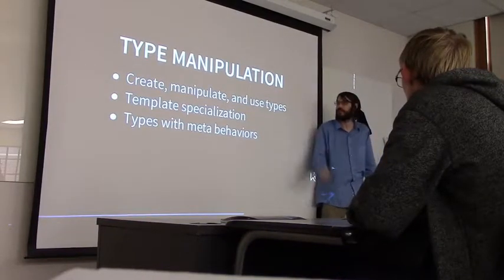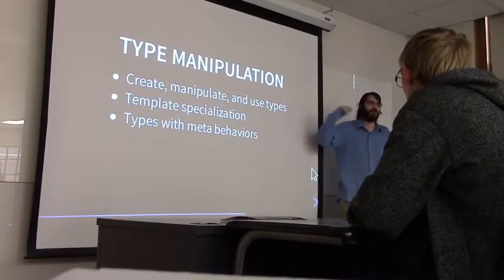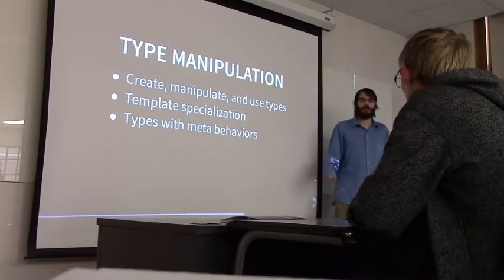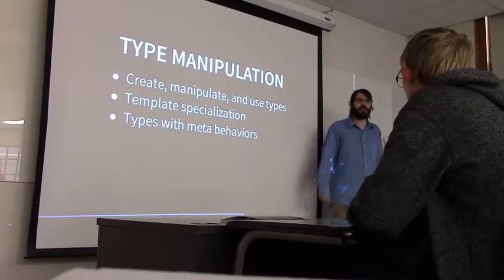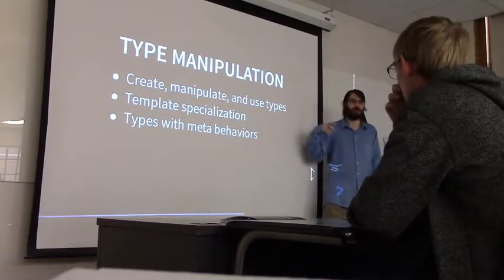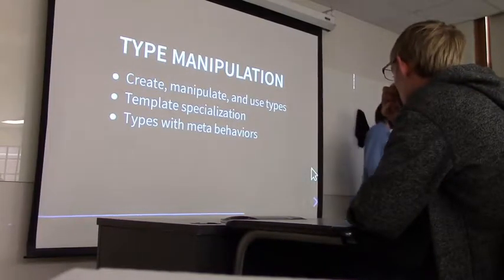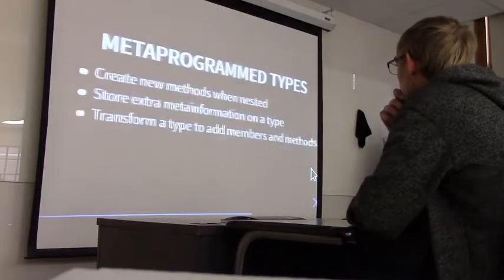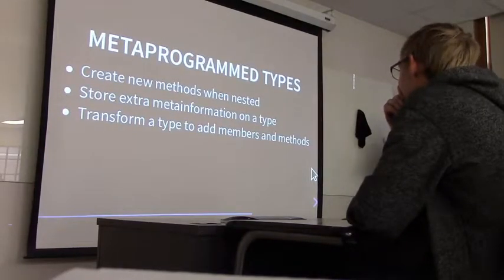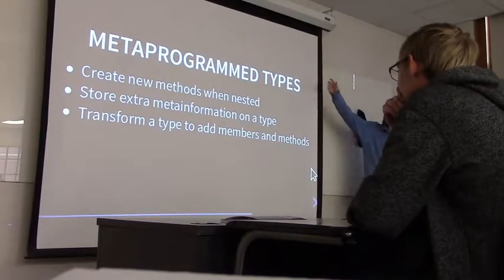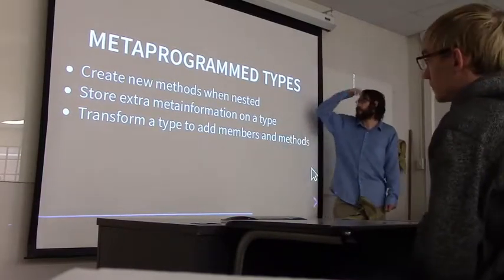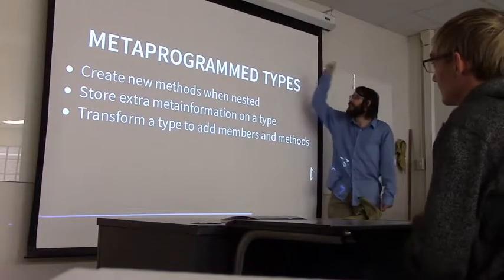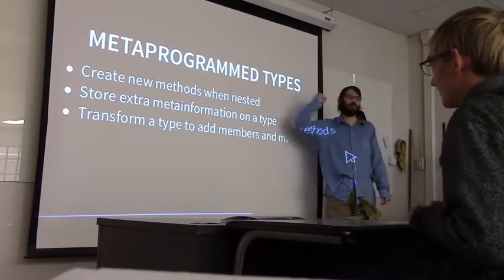Okay. And types with meta behaviors. Things like dynamically generating methods as they're needed is really nice to be able to conveniently implement a variety of patterns. So, metaprogrammed types. We can create new methods when needed, not when nested, darn it. I'll fix that. We can store meta information on a type.